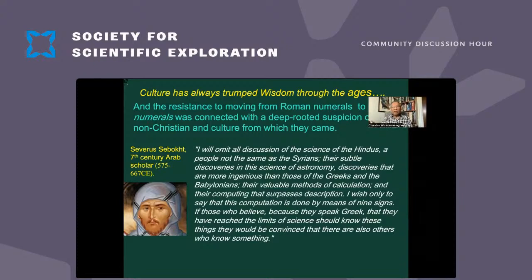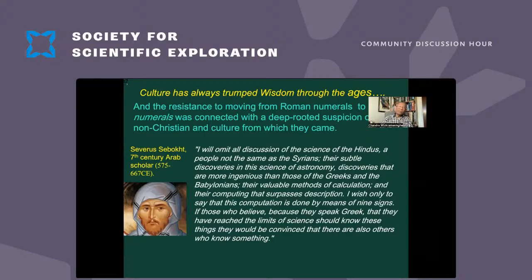Their subtle discoveries in the science of astronomy, discoveries that are more ingenious than those of the Greeks and the Babylonians. Their valuable methods of calculation, their computing that surpasses description. I wish only to say that this computation is done by means of 9 signs. If those who believe, because they speak Greek, that they have reached the limits of science, should know these things, they would be convinced that there are also others who know something.